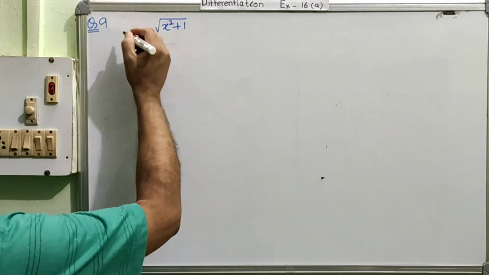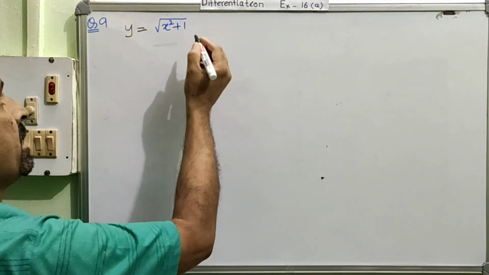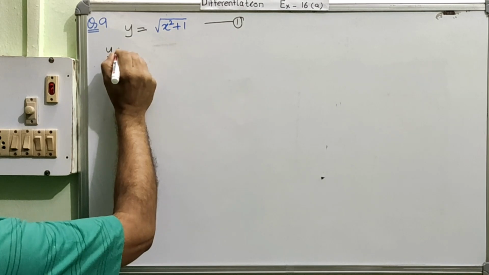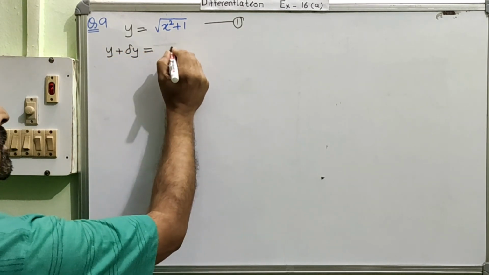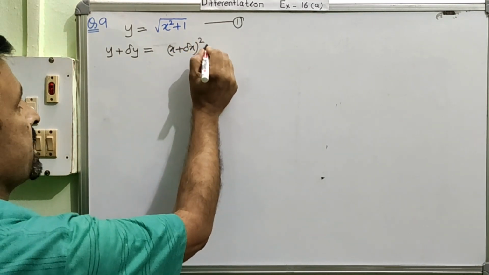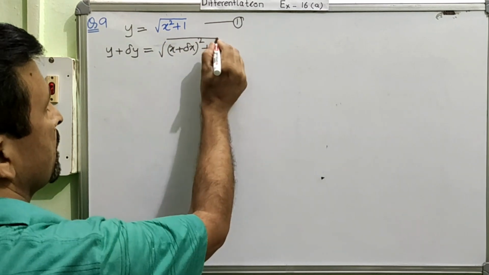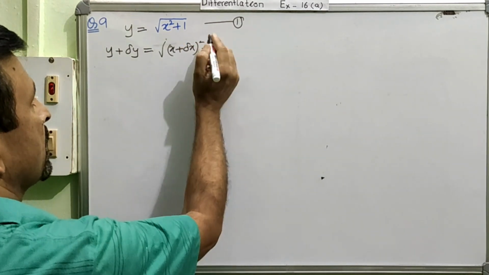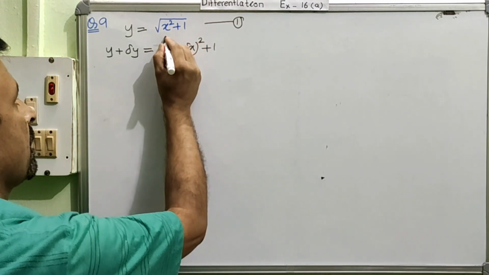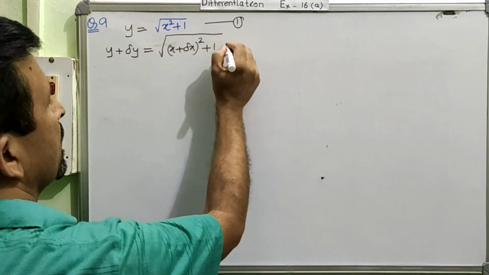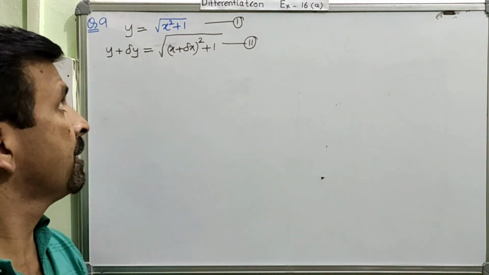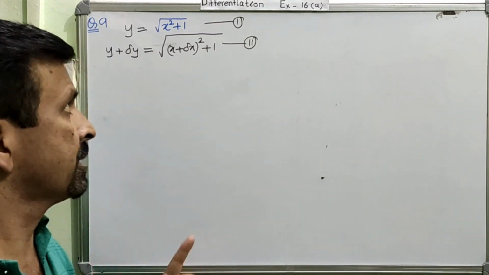First of all, as usual, we will assume this as equal to y and name this as equation number 1. Now we will go for step number 2, y plus delta y is equal to root over x plus delta x whole square plus 1. This is equation number 2. So you can see the first step is done. Next step is what?